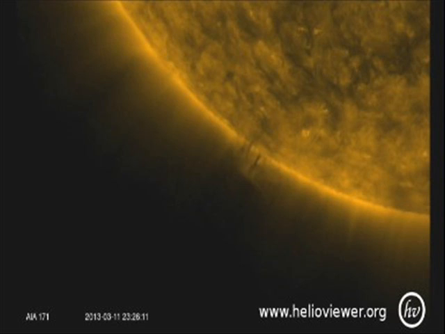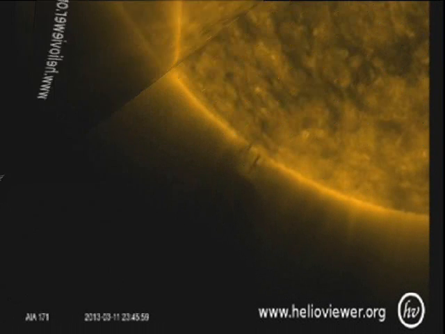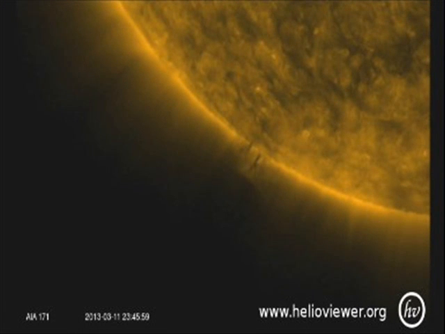In the following frame, we've got the 3rd of the 11th. So these are now frames that are all in sequence from the Helio viewer. The 11th at 23:45, so it's moved on 15 minutes. And we have the orb.